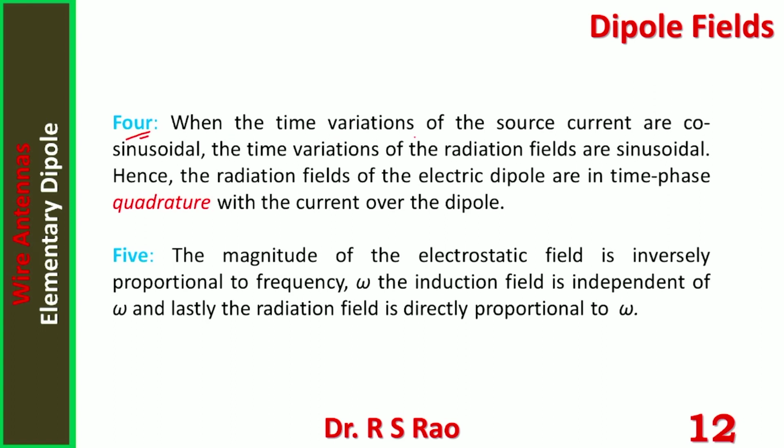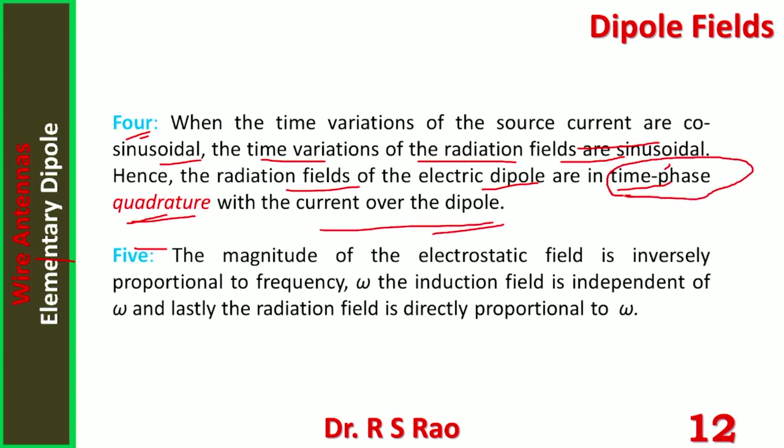Observation 4. When the time variations of the source current are cosinusoidal, the time variations of the radiation fields are sinusoidal. Hence, radiation fields of the electric dipole are in time phase quadrature with current over the dipole. This is an important observation. Fields are in time quadrature with currents over the radiator.